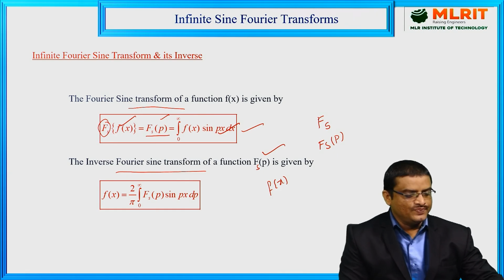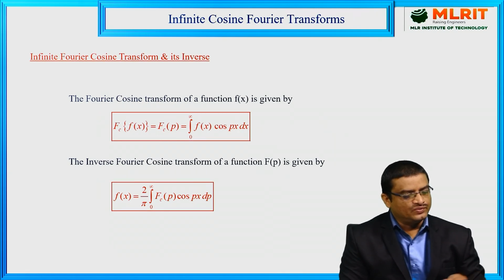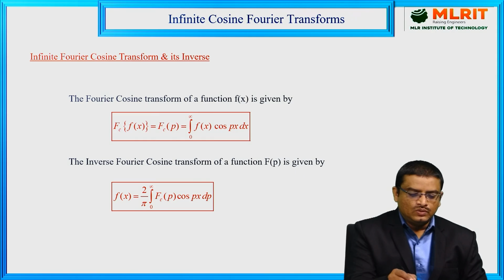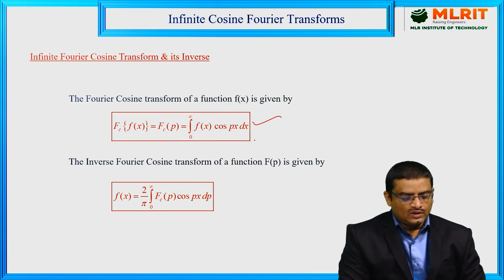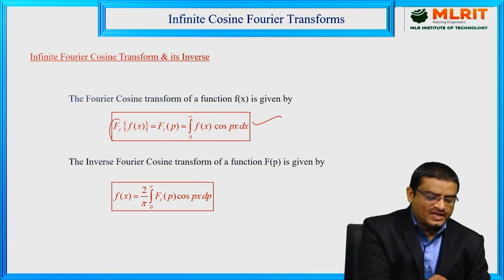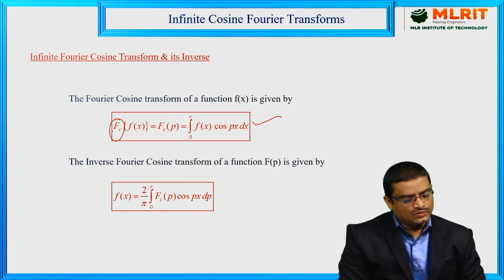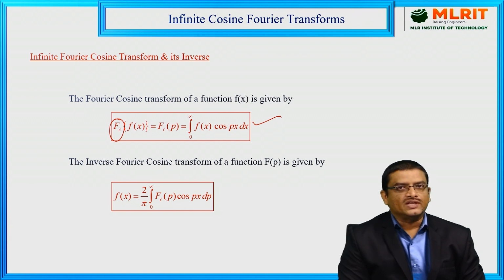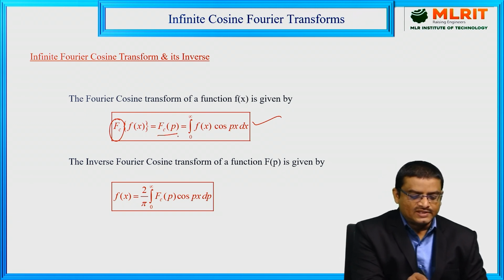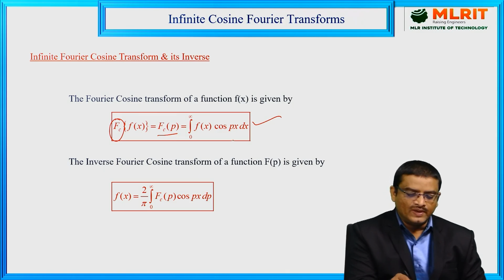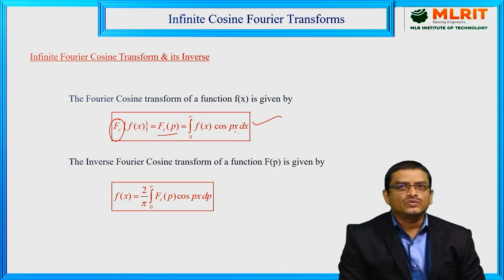And similarly, we will go for the infinite Fourier cosine transform, whose formula is: the infinite Fourier cosine transform is represented with f suffix c of the function for which we are going to find the infinite Fourier cosine transform, and is represented as f suffix c of p, which is given by this integral from 0 to infinity of f of x cos px dx.